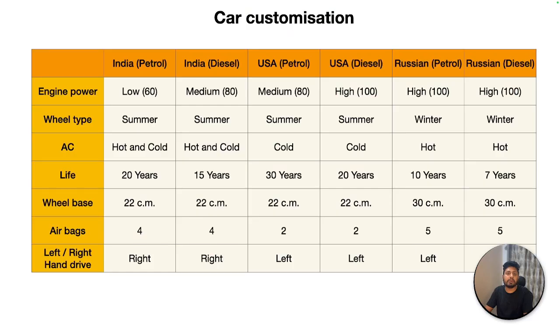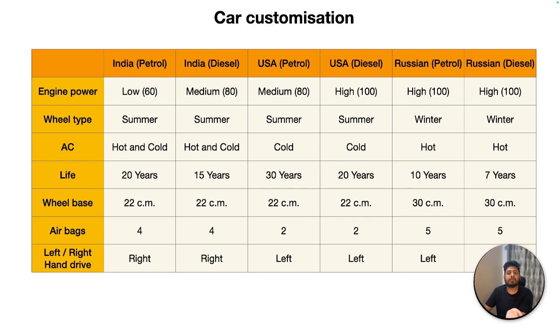what the different values of these parameters are for each country or according to each fuel. So these are the customizations available. If you see an Indian car that is driven by petrol, the engine power has to be around 60. Now these are all very arbitrary values just taken for this example, but yeah. So an Indian petrol car has an engine with a power of around 60. It's a low power engine.